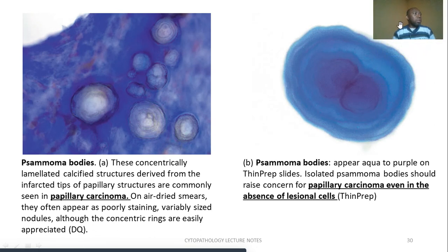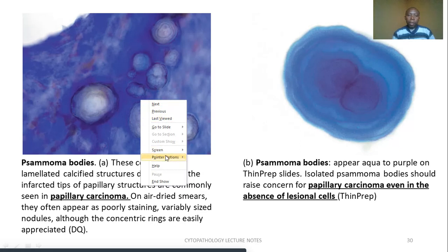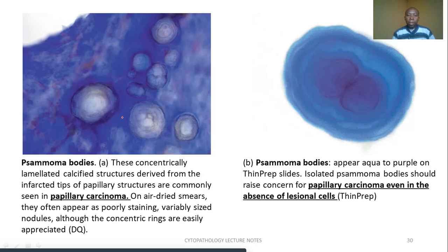To really appreciate more about these features, we have psammoma bodies, and these are concentrically laminated calcified structures derived from the infarcted tips of the papillary structures, which are commonly seen in papillary carcinoma. So what we are talking about, psammoma bodies, actually, if I can get my pointer back, and then we appreciate.